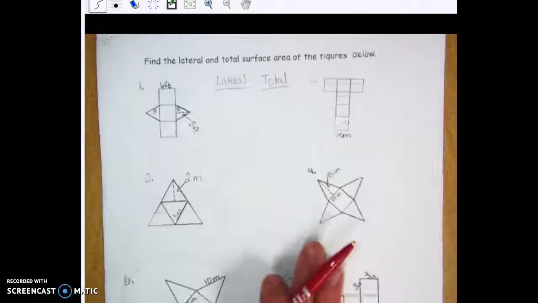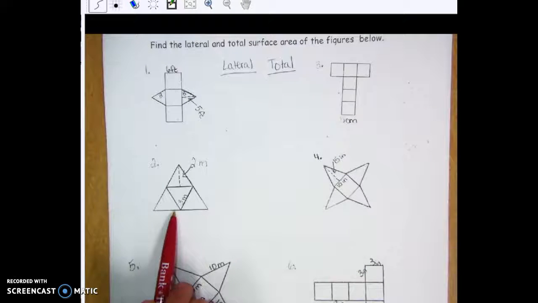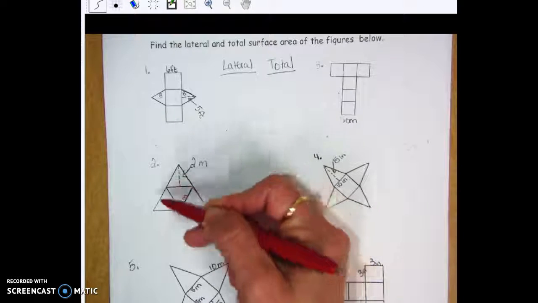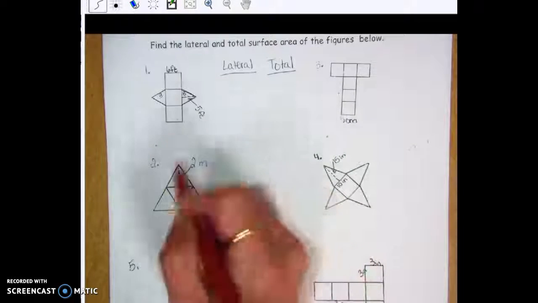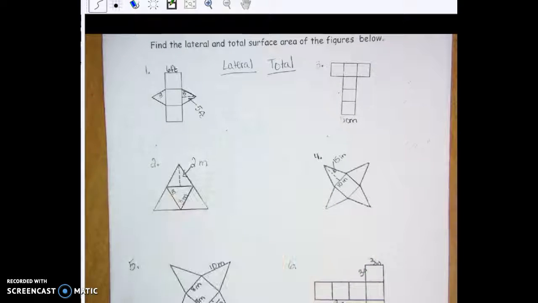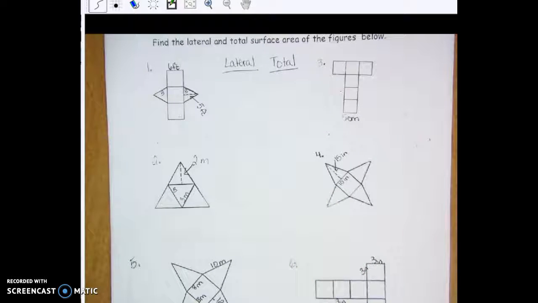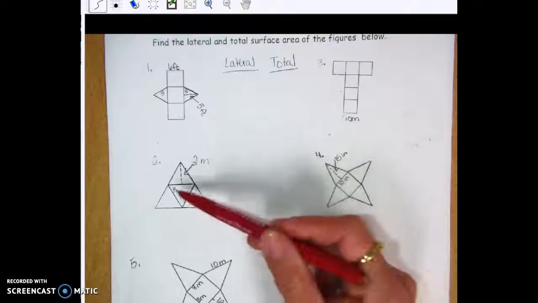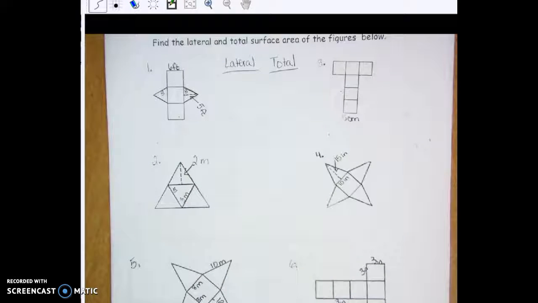Okay, now number 2, this is a triangular pyramid. So that means there's only one base. All of these would fold up and make a point up here. So your base is just this triangle right here. So you're doing the same thing, except when you find the total, you only have one base instead of 2.